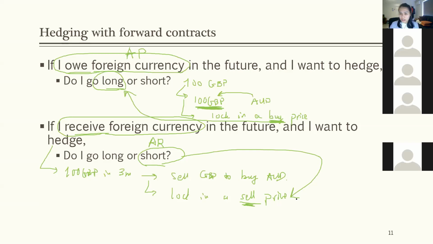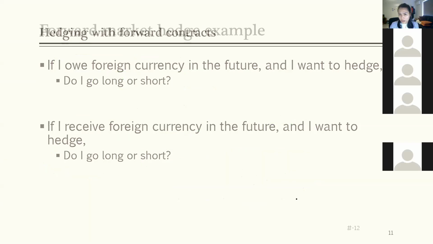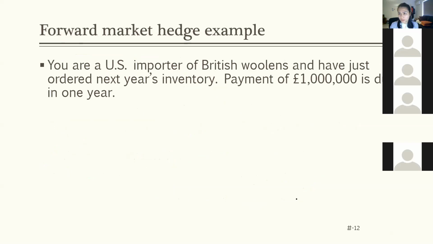All right, so in the next slide, I'm going to show you an example to illustrate this position, okay? So for example, I am a US importer and I have just ordered something from the UK, okay? So because I'm importing, I'm buying something, I'm going to have to pay, okay? So this is my timeline. In 1 year's time, I'm going to have to pay £1 million, okay?